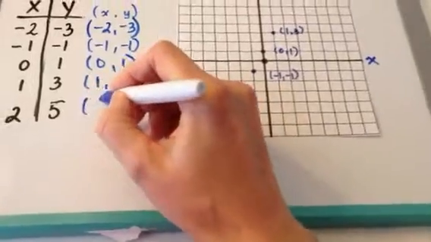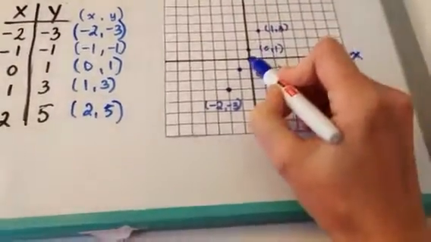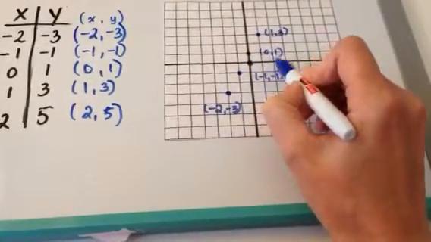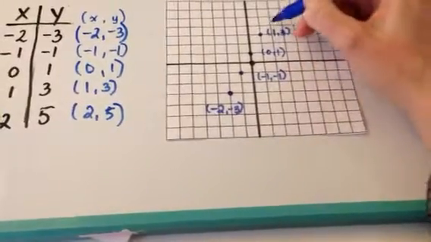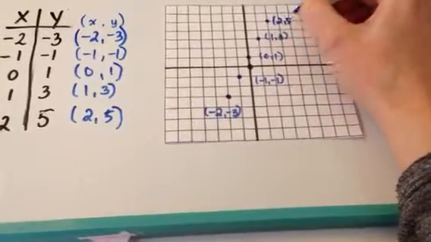And our last point here is 2, 5. So again, we start here at 0, 0. We move over 2, 1, 2, and then up 5. 1, 2, 3, 4, 5. And this point is 2, 5.